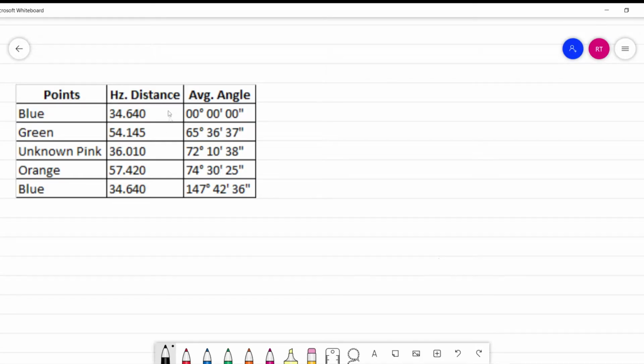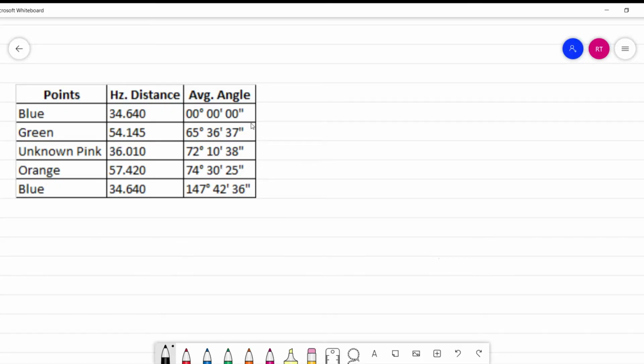What we see here is the data that we captured in the field. In this column right here, we have the horizontal distance from our total station to the sighted points: blue, green, the unknown pink point, orange, and then going back to blue. In this column here, I have the averaged angle measured between both trials. You can go ahead and measure as many times as you want. The more times you do it, the higher your accuracy is going to be. Just be sure to average all your results and have one data set to work with.